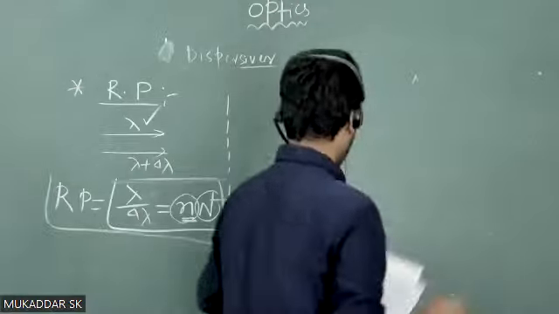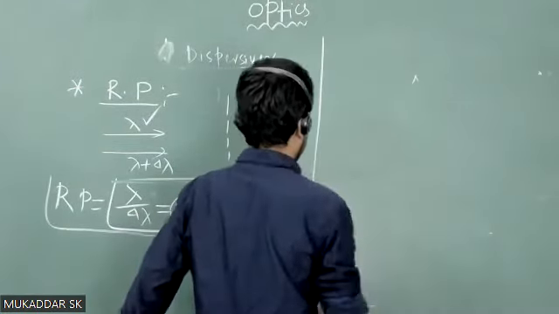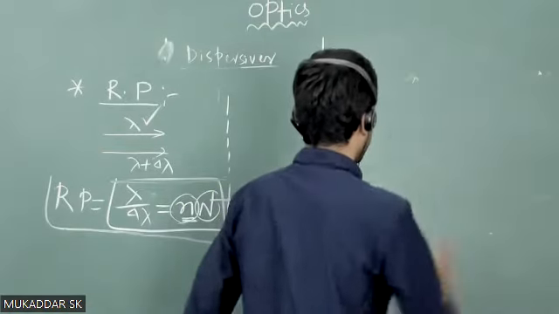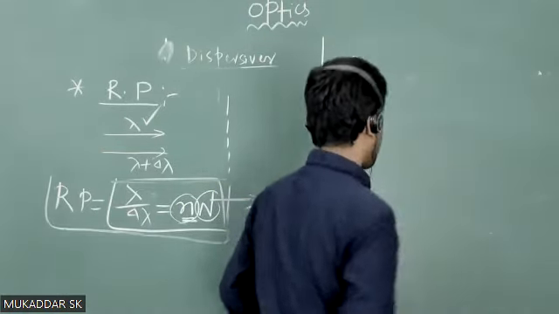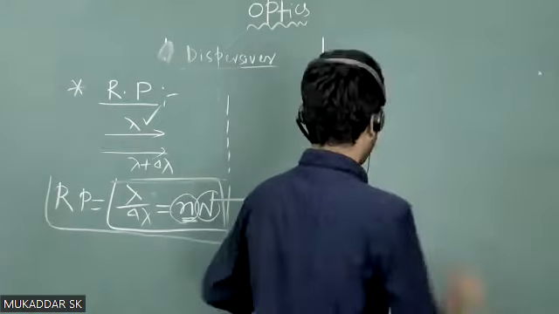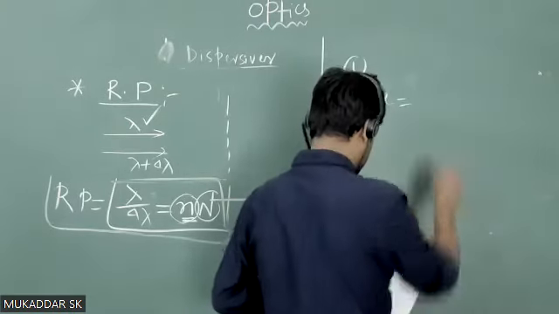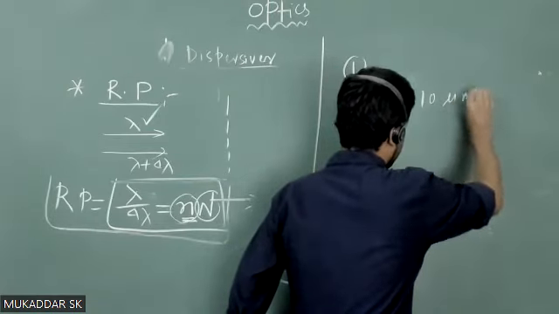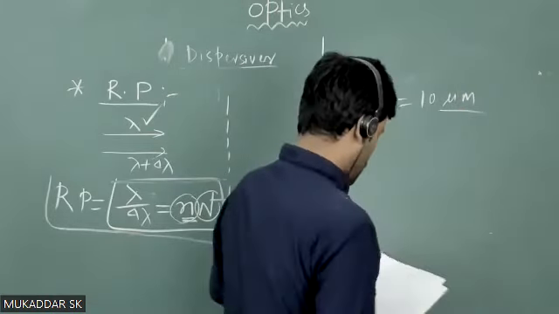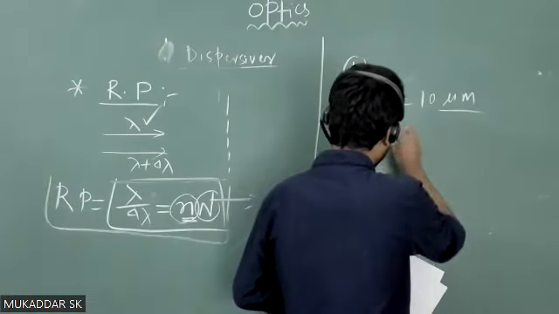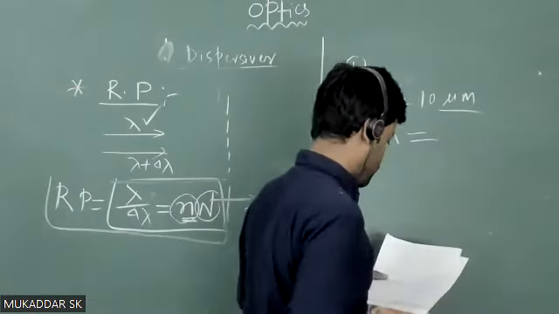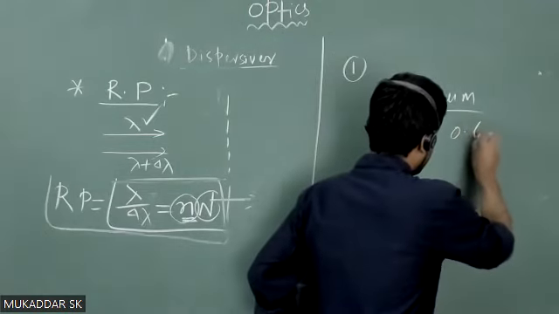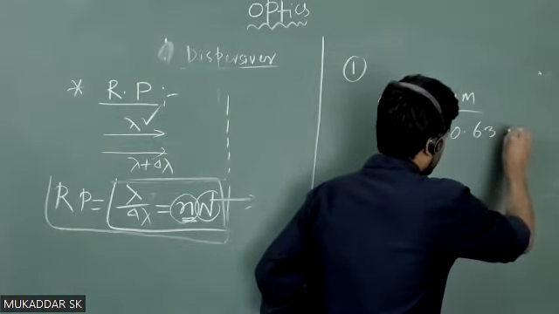Okay, suppose you have a single slit Fraunhofer diffraction. So first problem, this problem was asked in IIT-JAM. So you have a Fraunhofer single slit diffraction, okay, and slit width is given. Slit width is how much? 10 micrometer. Okay, and the light used for this diffraction that is given, wavelength of this light is 0.63 nanometer.